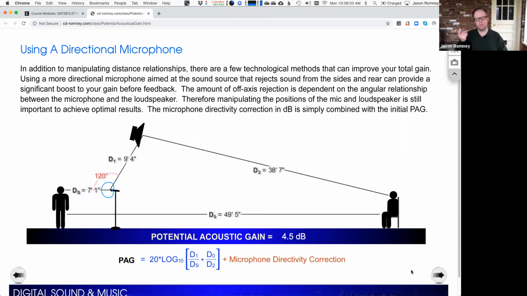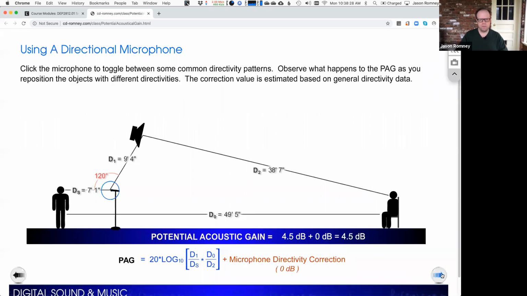The other thing you can do, other than an EQ, there are other ways to increase your gain other than moving stuff around. One is to use directivity to your advantage. So you could use a directional microphone. Up until now, we've been assuming that the microphone was omnidirectional. So if you notice here, we're in this scenario where we have 4.5 dB of gain.